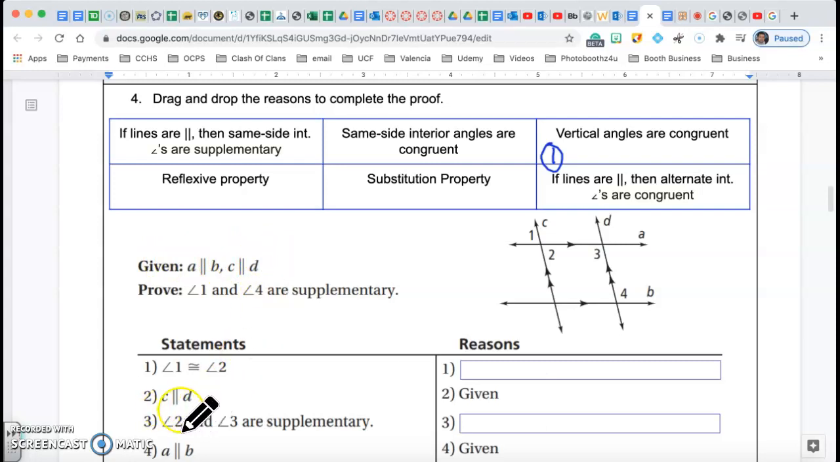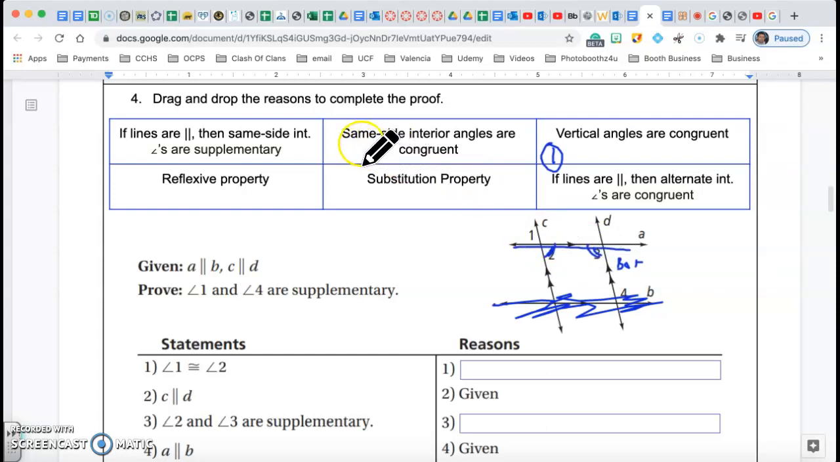Next, statement number 3, angle 2 and angle 3 are supplementary. They're saying that these 2 are supplementary, which means they add up to 180. I'm going to ignore this transversal right now, and concentrate on this. So line C is parallel to line D, and this line A is a transversal. How do I call these 2 angles? Because they're in between the 2 lines, they're interior angles. And because they're on the same side, which is the bottom of line A, these are called same side interior angles.